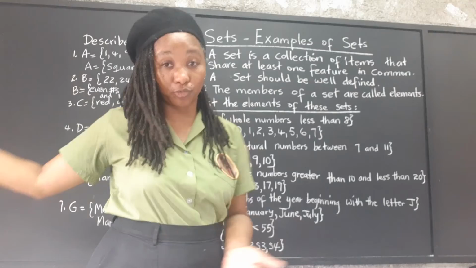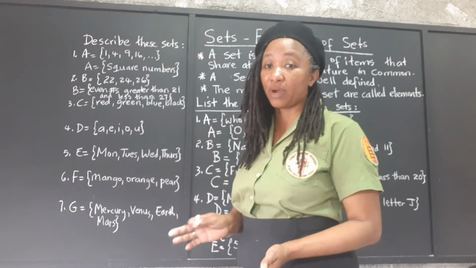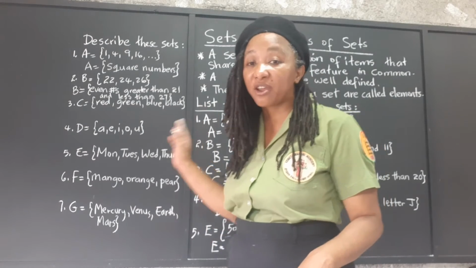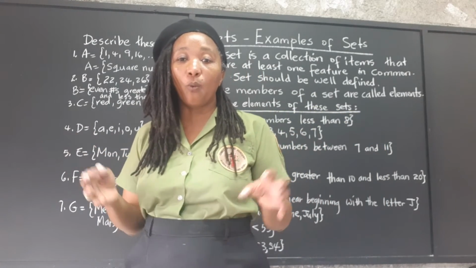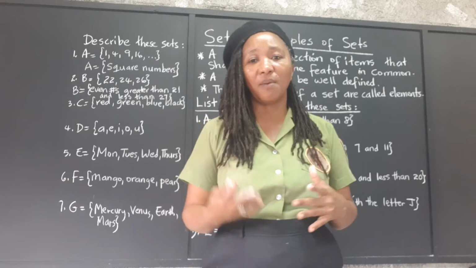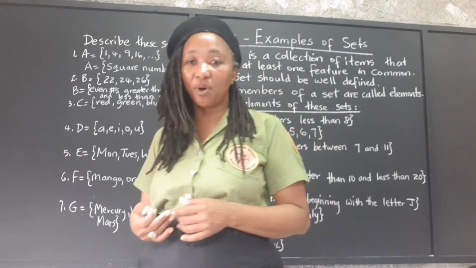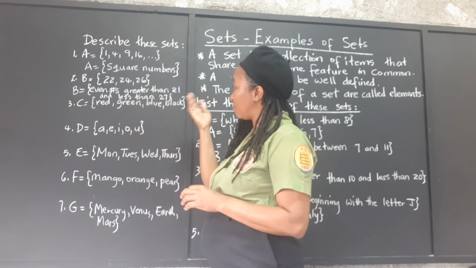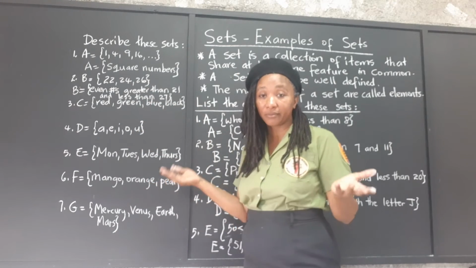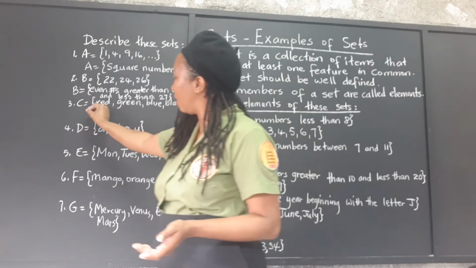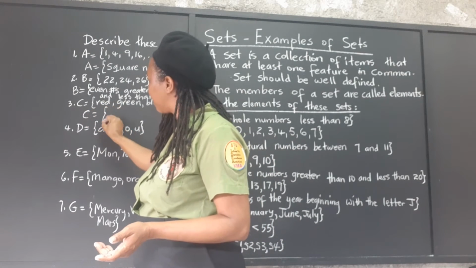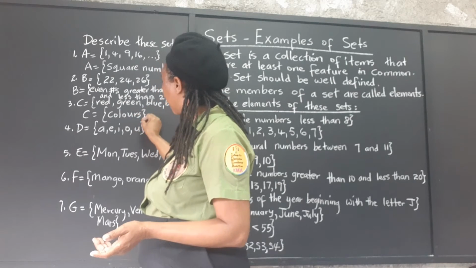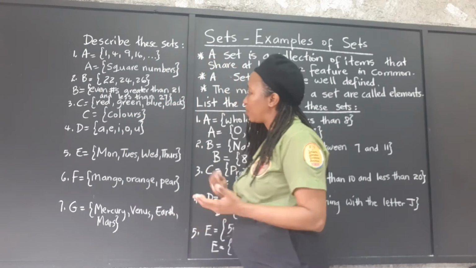That's also true of this set, right? So just try to be as specific as you can. Look at them carefully and see what's the most commonality shared among them. Set C, we have red, green, blue, black. So clearly these are colors. We can just write colors. Right? Red, green, blue, black.